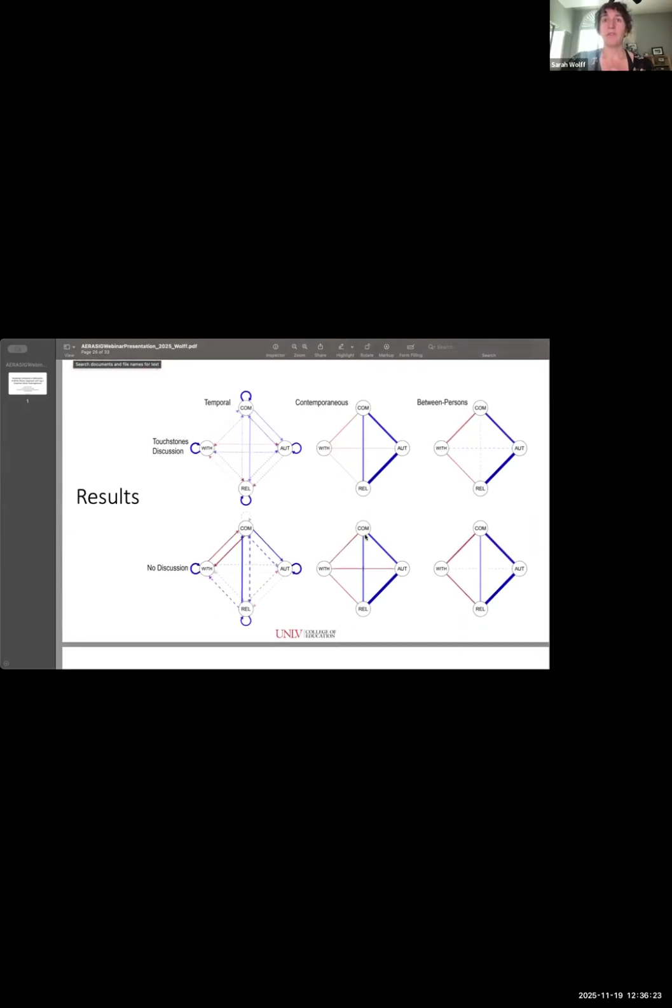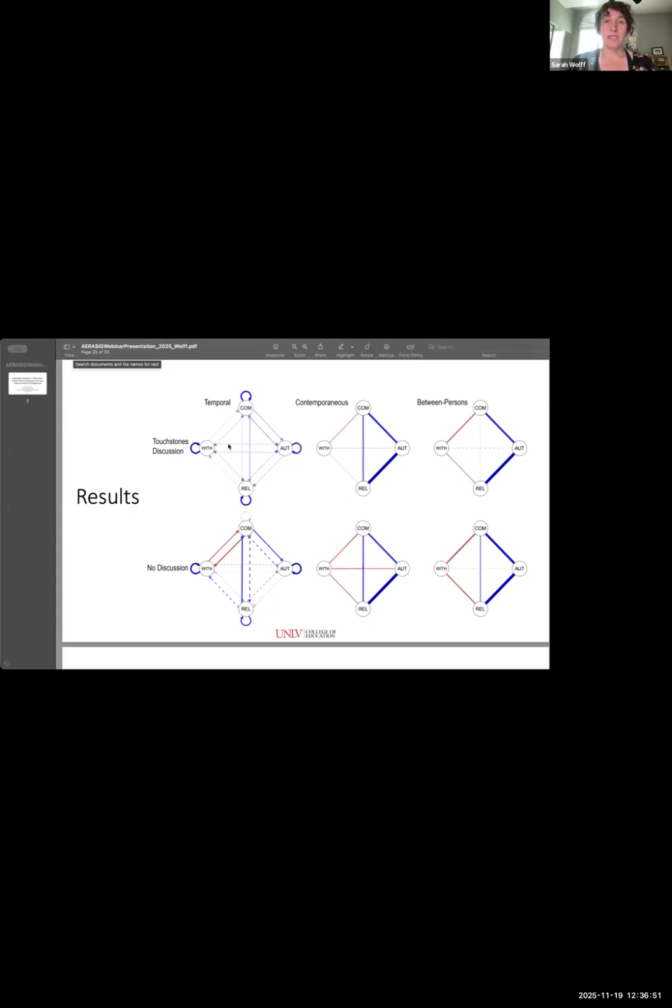So here's just our results. We have the within person networks. Again, these networks were estimated within people, but they're separate networks for classroom context. We've got the Touchstones discussion class over the top and then the non-discussion class in the bottom. This is the same group of students measured repeatedly, alternating between Touchstone discussion days and non-Touchstone instruction days.